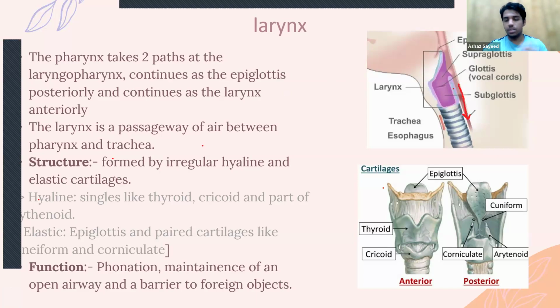This is the continuation towards the epiglottis. This was your pharynx, and see how it's branching off midway. This midway connection is where your larynx is. So the larynx is basically a connection between the pharynx and the trachea. Just remember that. As for structure, it's formed by irregular hyaline and elastic cartilages. I gave some names, but they are not really important; you covered that in anatomy. The function is phonation. You have the vocal cords in the larynx, which help you make sound. You can talk because of the vocal cords in the larynx.